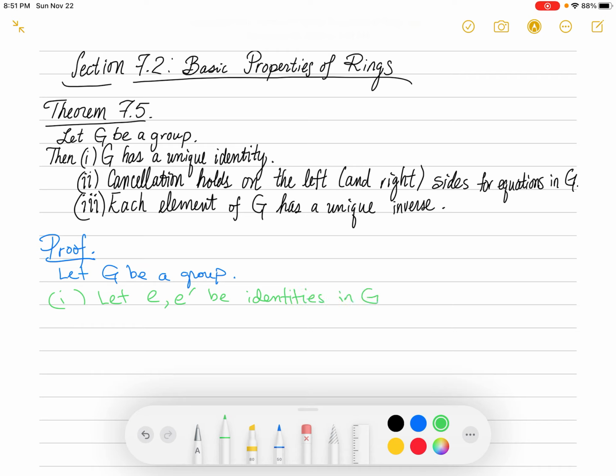We know every group has an identity, right? That's one of the axioms, the existence of an identity, but we don't know yet that there's just one. So let's pretend there are maybe two, E and E prime. Now what if I take E and operate it together with E prime?